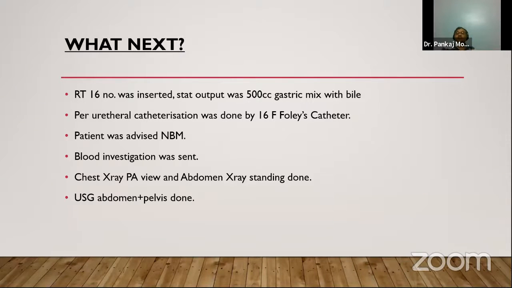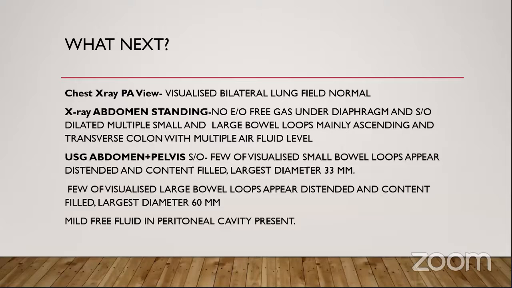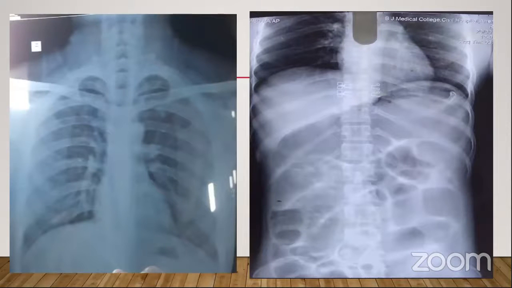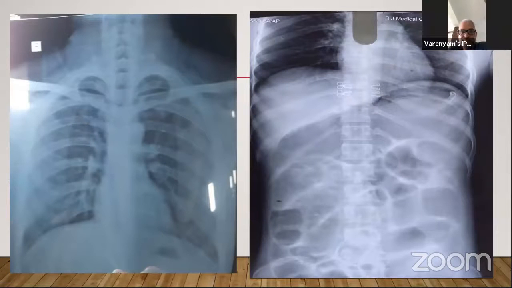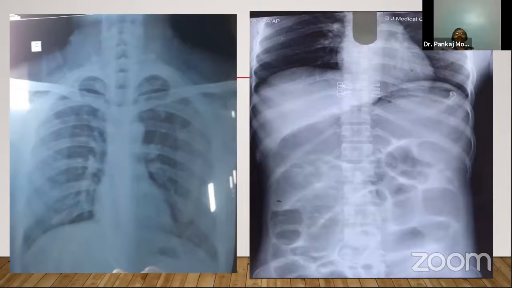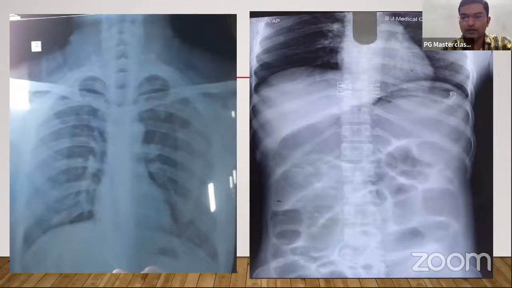Show us the X-ray. Yeah, I'm interested in the X-ray. Show us the plate. So what are the findings? On X-ray, multiple dilated bowel loops, small bowel loops as well as large bowel loops.